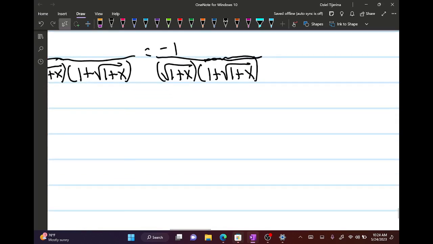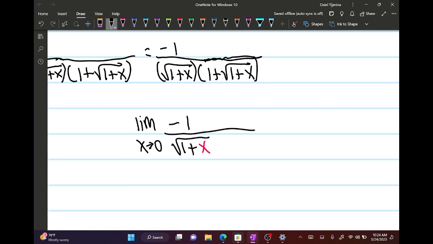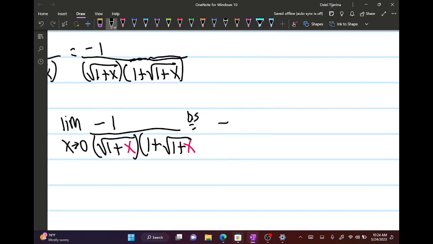So again, we're going to do the limit as x approaches 0. We're going to do negative 1 over the square root of 1 plus x times 1 plus the square root of 1 plus x. So if I do direct substitution here, it's going to be negative 1 over the square root of 1 plus 0, and then times 1 plus the square root of 1 plus 0.